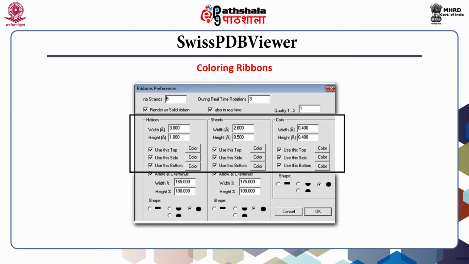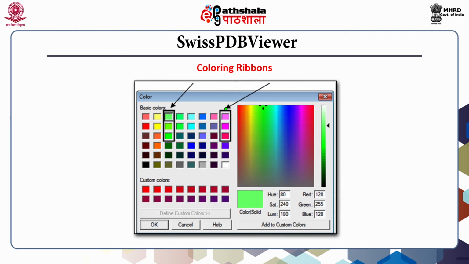Therefore, first click color button next to top and choose light green color for the top of the helix. Similarly, color the rest of the sides of the helices. For coloring helices, use 3 different green colors, with light green for the top, dark green for the bottom and intermediate green for the side. For sheets, use pink for the bottom, red for the top and intermediate between pink and red for the side.